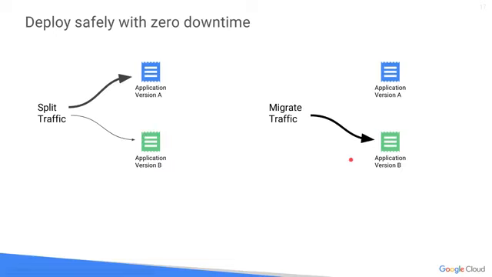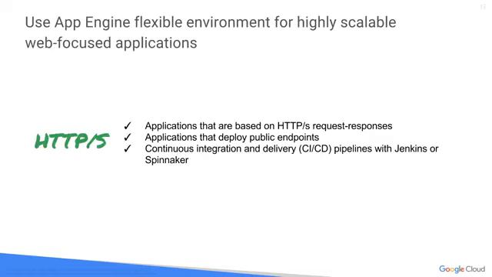App Engine Flexible Environment is ideal for highly scalable web-focused applications. You can use App Engine Flexible Environment for HTTP or HTTPS request responses and applications that deploy public endpoints. You can also implement CI/CD pipelines that use Jenkins or Spinnaker to deploy applications to App Engine.